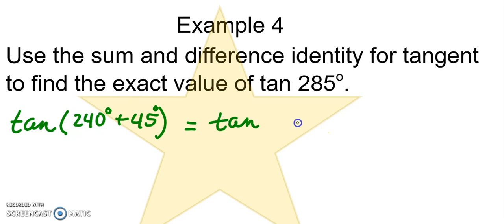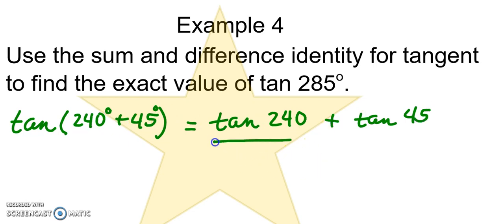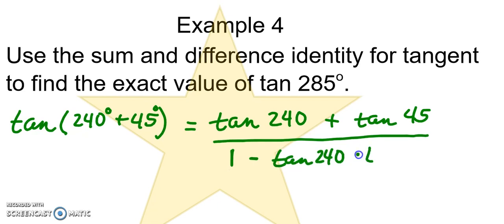So we're going to use our identity here for tangent, the sum identity for tangent. So we're going to do tangent 240 plus tangent 45. Remember again, the plus comes on top with it, and then the minus is on the bottom for the sum. And then here we have tangent 240 times tangent 45.